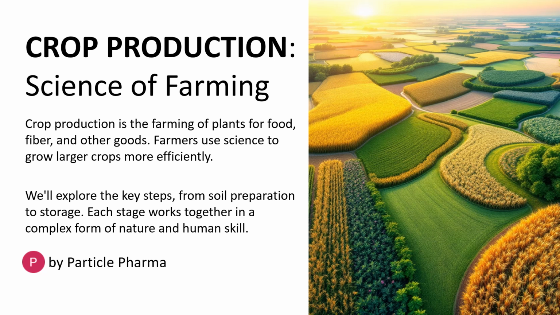Have you ever wondered where the food we are consuming, the fiber we are wearing, the clothes we are using, or other goods we are using come from, and how they reach the market? What process is involved in that? The whole process is known as the science of farming, where farmers use science to grow larger crops more efficiently. Nowadays they are using AI also, which helps them grow in large quantity very efficiently. The whole process is known as crop production.